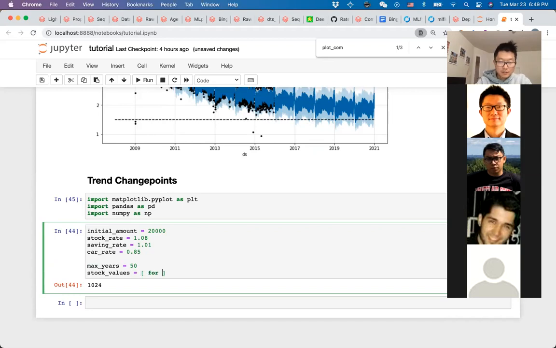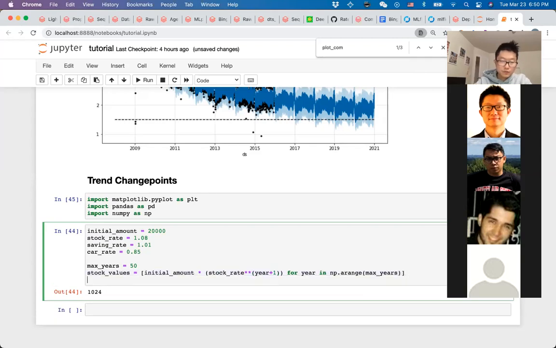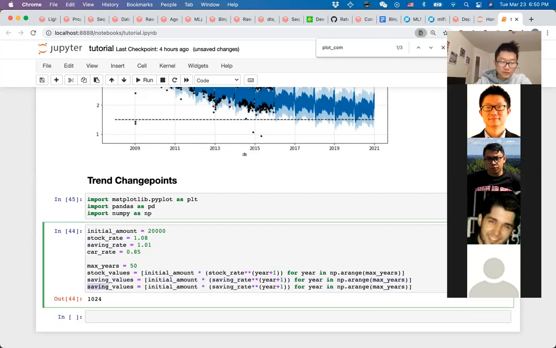A list of np.arange of next years, times the stock rate to the power of year plus 1. Okay, so this is what we have for the stock values. Then let's do the same for the saving values, using the saving rate, and then the car values, to see how much your car is going to be worth.